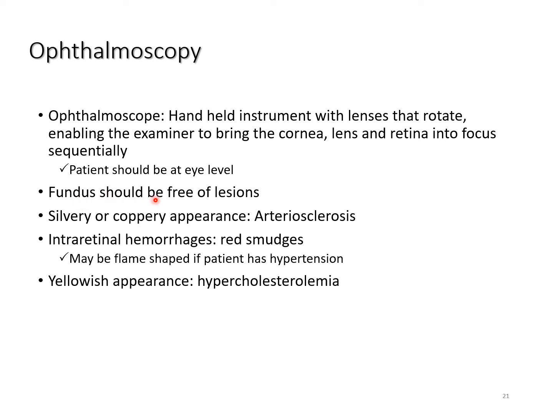Okay, so though it's a scope, they're looking around, so they may see things like arteriosclerosis. It's going to look silvery or coppery in appearance. They may see things like red smudges, and that's for intraretinal hemorrhages. Apparently, if it's flame-shaped, then the patient has hypertension.